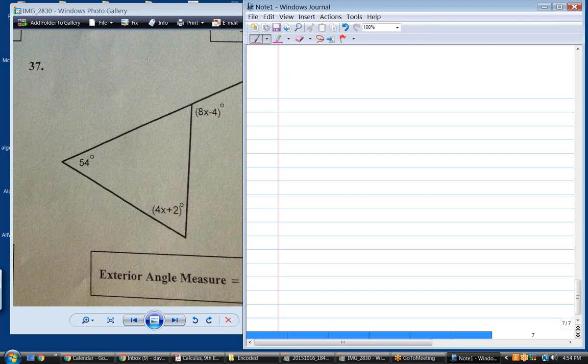So it'll be 8x minus 4 equals 54 plus 4x plus 2. Again, I don't need any parentheses. Be a little careful because sometimes you are subtracting. There are going to be problems where you're subtracting, and then when you're subtracting something like that, parentheses are very important.